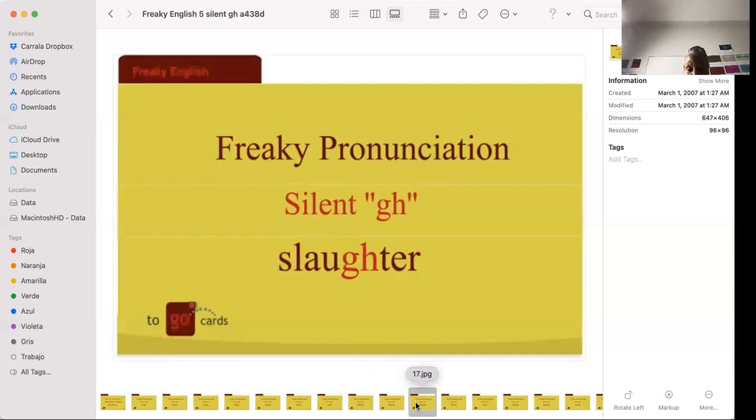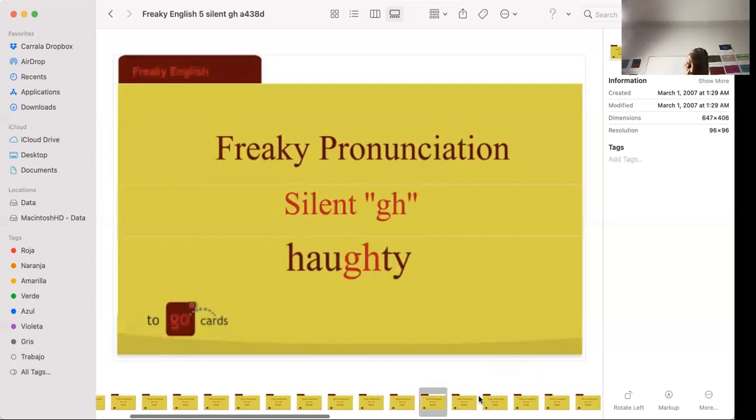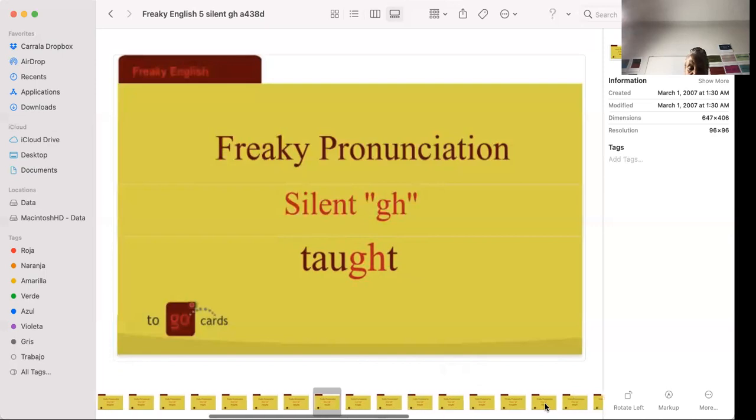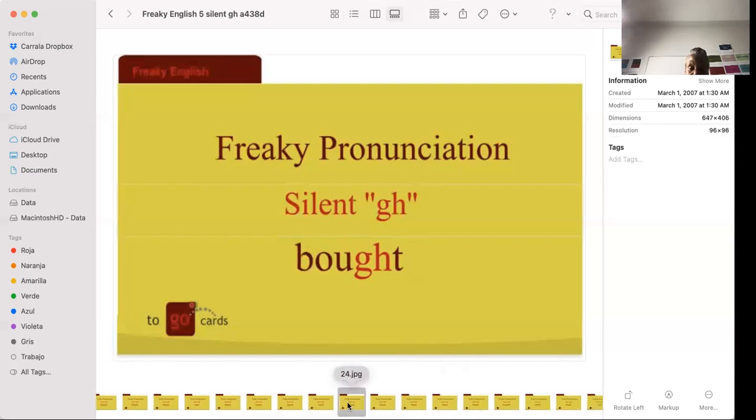Slaughter, daughter, slaughter. Now these words rhyme. Fraught, ought, no pronunciation at all. It's as if they're not there. Haughty, she's very haughty. She's very arrogant. She acts like the world owes her a living. Naughty, caught, taught, bought.